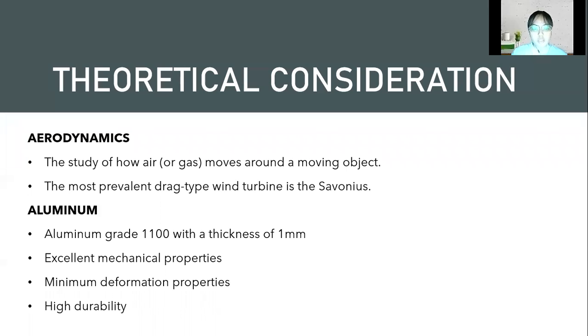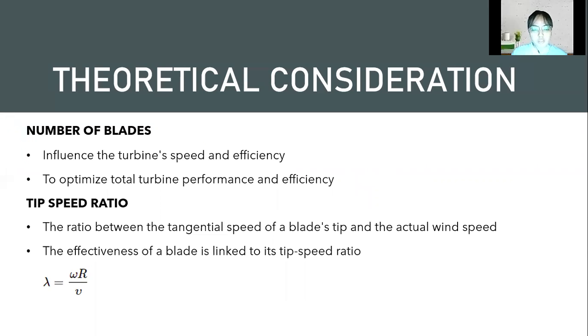So next is the number of blades. Due to the capacity to harvest energy from the wind, a wind turbine blade is a crucial component of a renewable energy system. The number and configuration of the blades are especially important since they influence turbine speed and efficiency. To optimize total performance and efficiency, the right number of blades must be used to suit the generator performance curve.